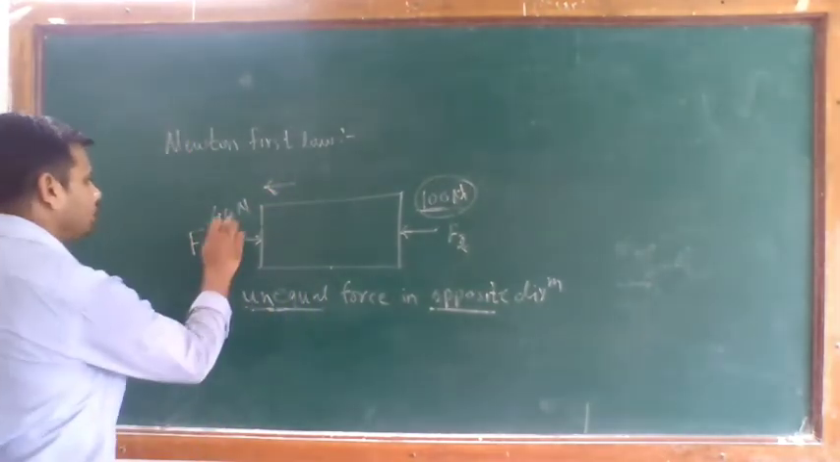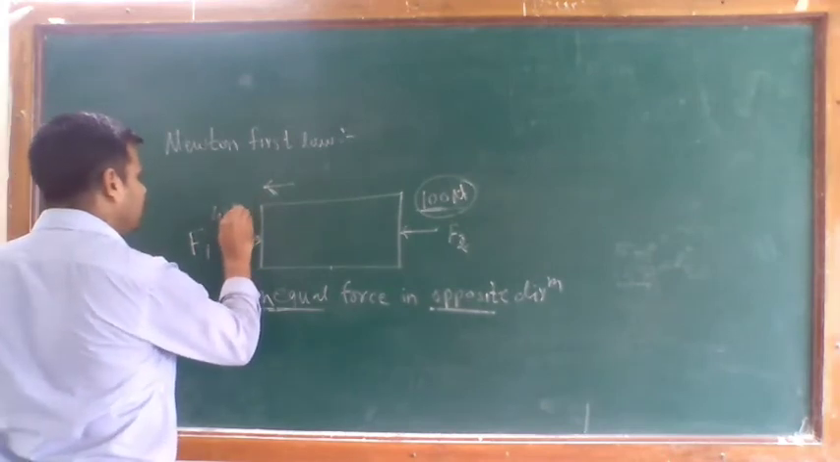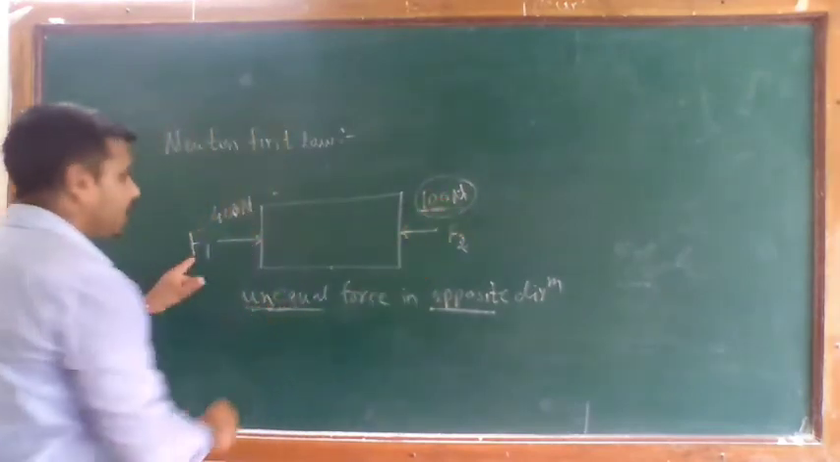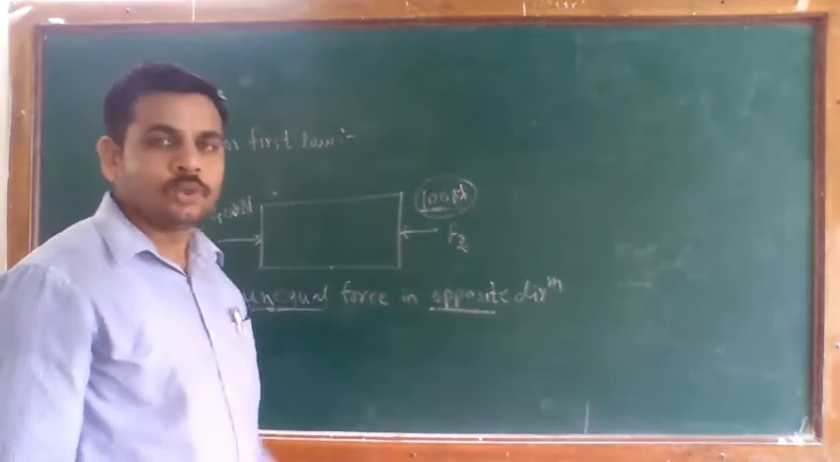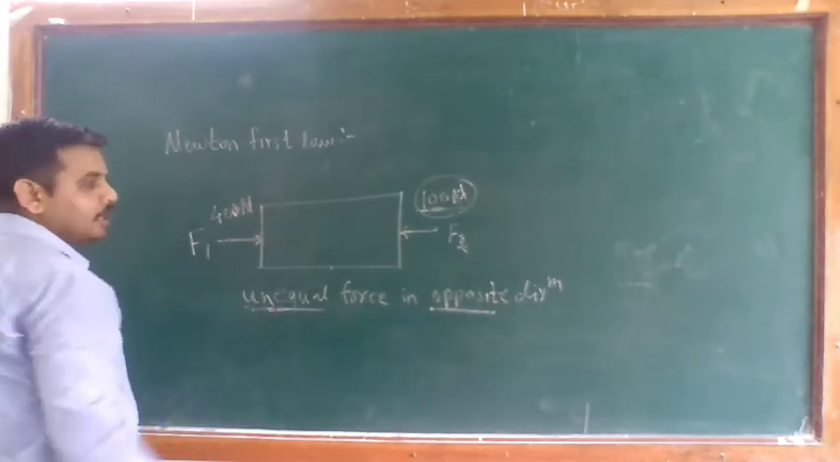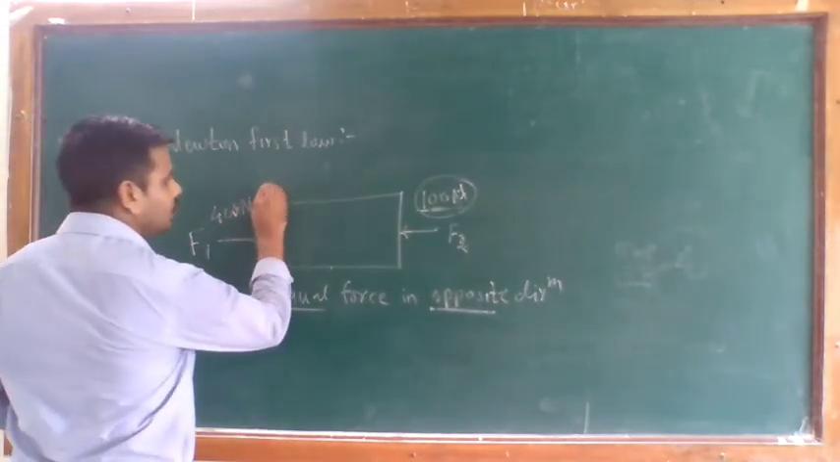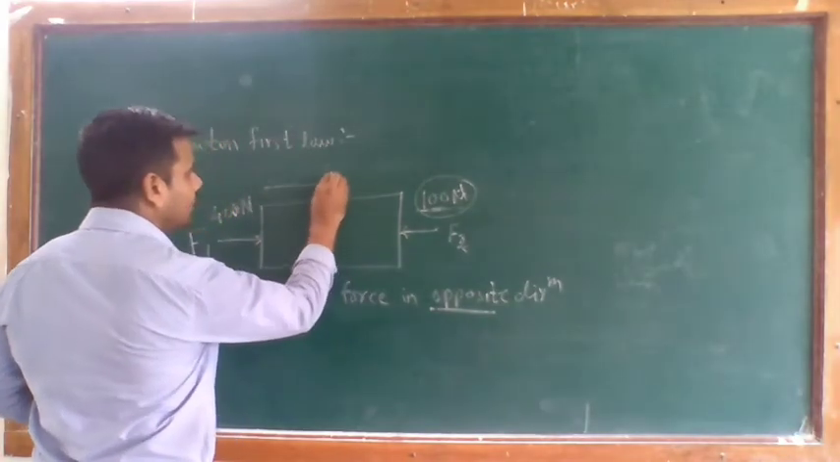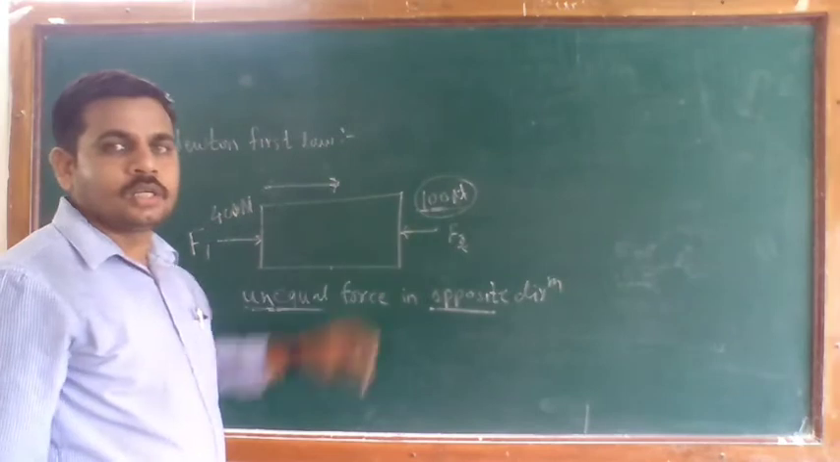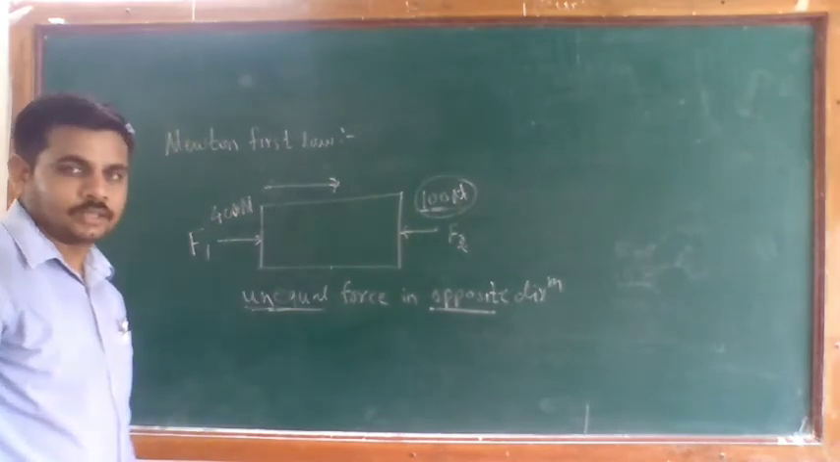If this force will be 400, again this is an unequal force. This F1 is greater than your F2. So in that case, this object changes its state, which was at rest, and it moves in the forward direction, or positive direction.